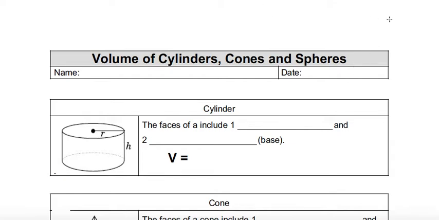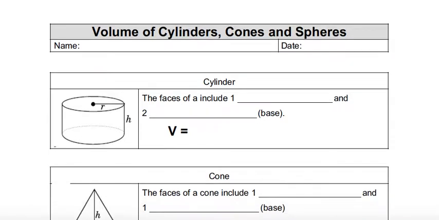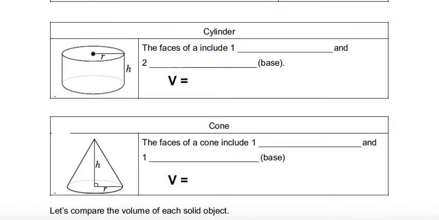Volume of cylinders, cones, and spheres. So just like when we looked at the rectangular prisms, triangular prisms, and square-based pyramids, we're going to investigate the faces of each of these shapes. So when we have a cylinder, so think a soup can, you have one rectangle, so that's the side.